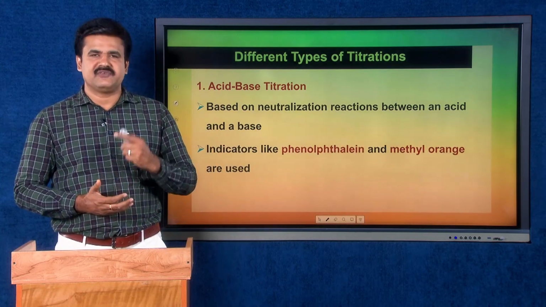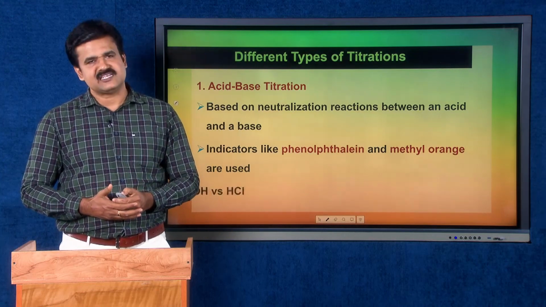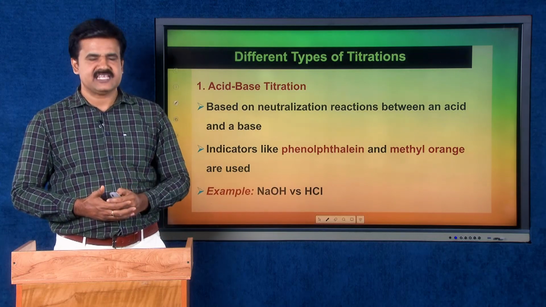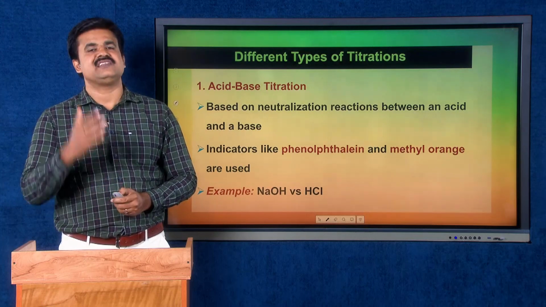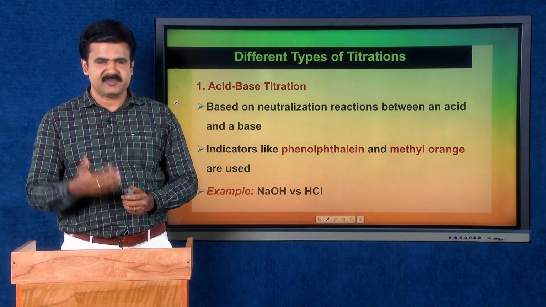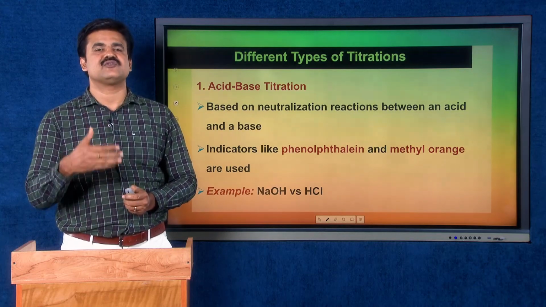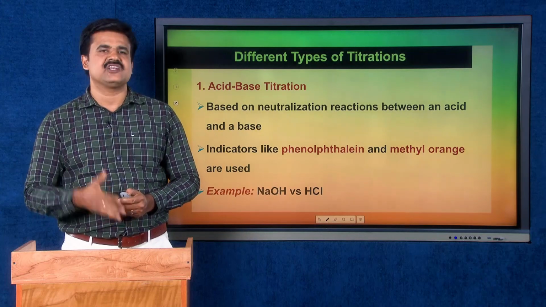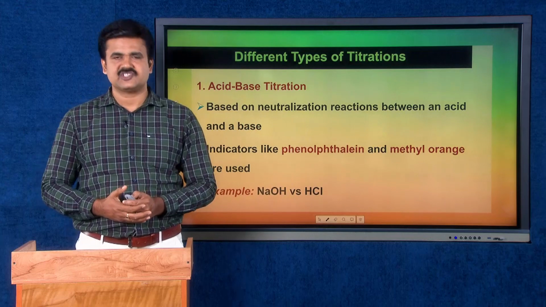Indicators like phenolphthalein, methyl orange, etc. are used in acid-base titration. A common example of such an acid-base titration is titration of sodium hydroxide against HCl. It is clear that sodium hydroxide is a base, HCl is an acid. The reaction between them leads to the formation of a salt and water. Such a kind of reaction is called a neutralization reaction, and acid-base titrations are based on neutralization reactions.